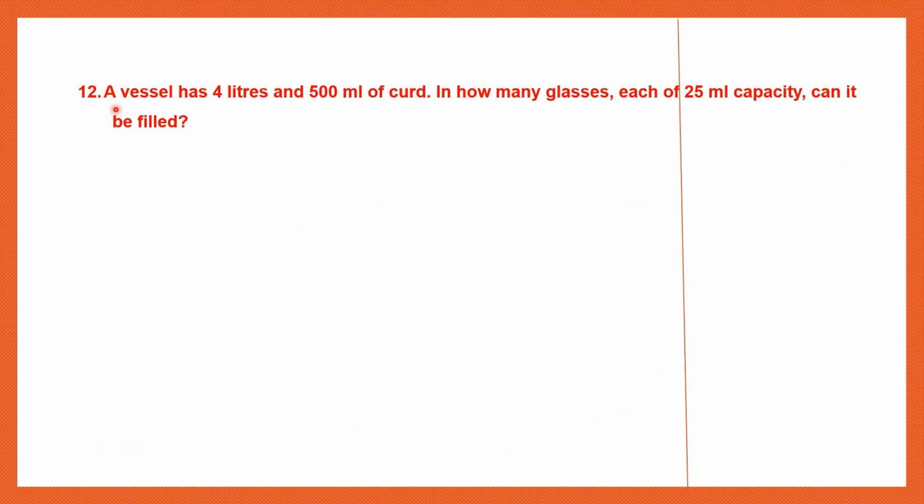Question 12. A vessel has 4 liters and 500 milliliters of curd. In how many glasses, each of 25 milliliters capacity, can it be filled? Okay, so again here we're going to find out the number of glasses. Let's write what's given to us. So first we have quantity of curd in the vessel. And what is that quantity? 4 liters and 500 milliliters.